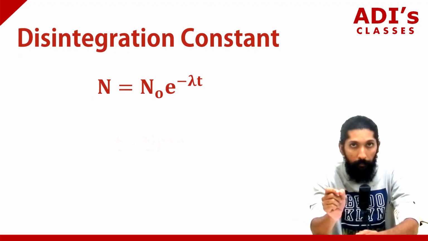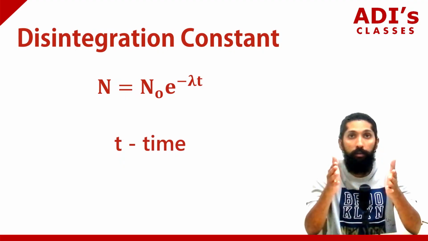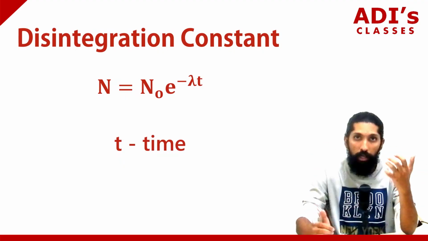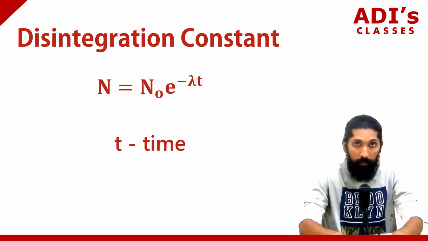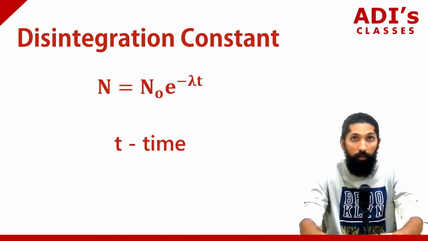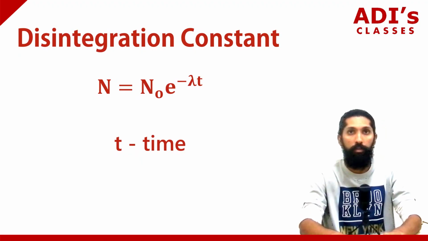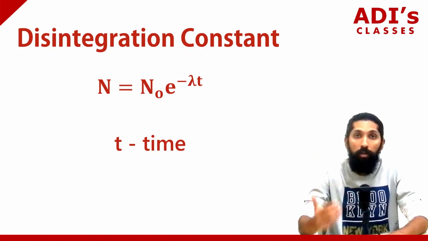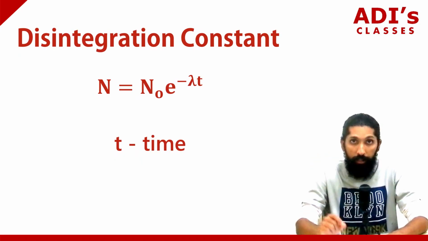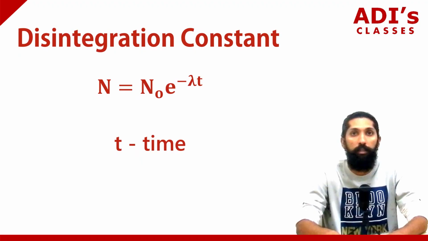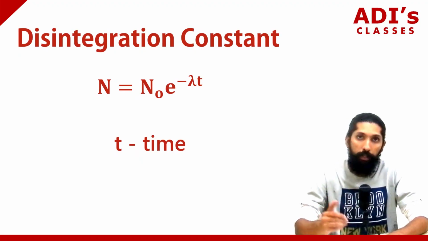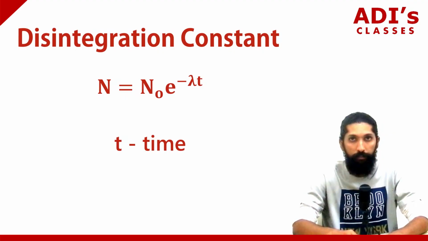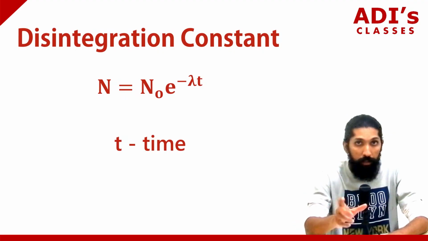Now, t is the time. Time is something we can control, in the sense that you start the watch and stop the watch in this time interval. So time is in our control. N naught and N are not in our control, and lambda is also not in our control. Since the controllable parameter is time t, we try to understand the value of lambda with respect to time, and of course with respect to the number of atoms present in the substance. Fair enough? So time is what we control.